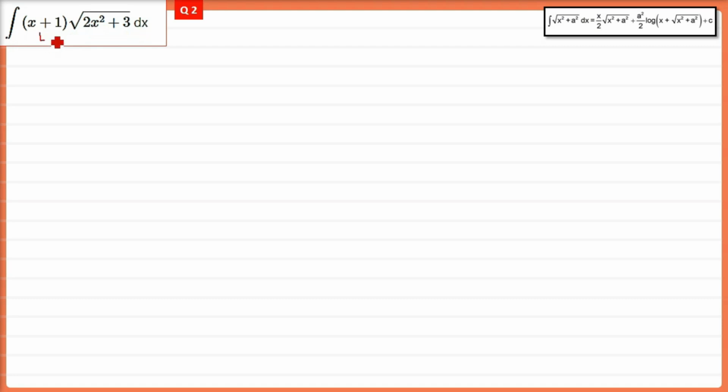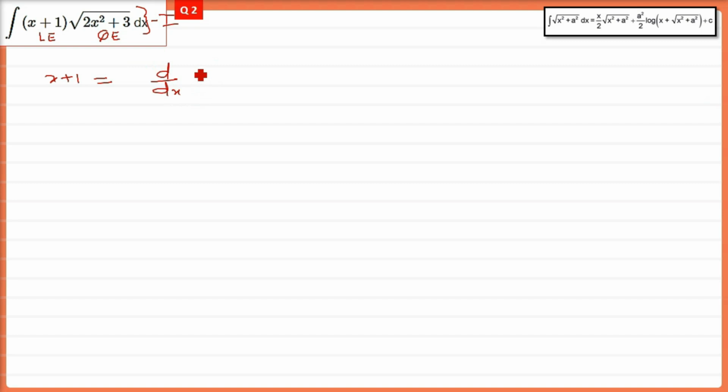Now we have a linear equation x plus 1, and we have a quadratic equation 2x square plus 3. The x term is not there, so we can assume that 0 into x is there. This question will be done in a different way. The approach will be the same. x plus 1 has to be represented in the form of the differentiation of 2x square plus 3.